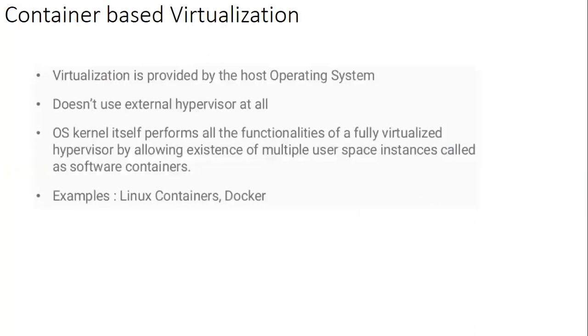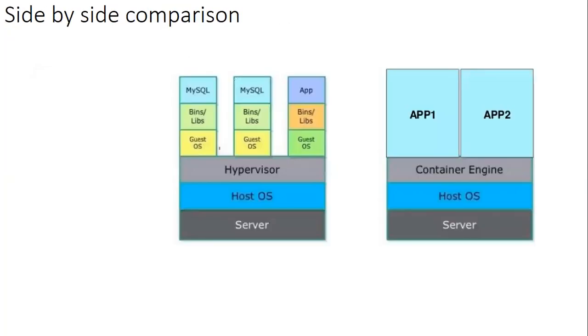Coming to containers, they don't need a separate hypervisor. They sit on top of the host operating system only, and they don't need a full-fledged operating system. Let's compare these two diagrams side by side. At the bottom level, the physical hardware is there, then the host operating system. In the virtualization part, we had a hypervisor and then full-fledged operating systems. But for container technology, we have the server host operating system, then we have a container engine, which we earlier saw, Docker and Containerd, all those technologies.